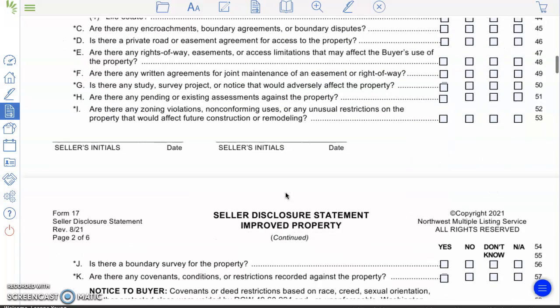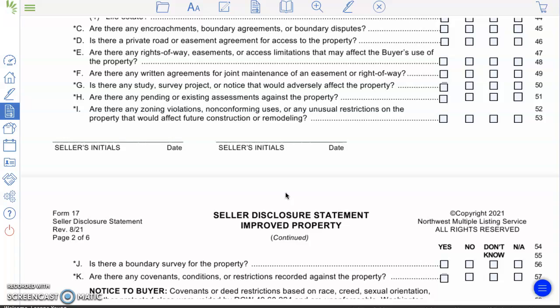Are there any written agreements for joint maintenance of an easement of right-of-way? So sort of just what I was talking about, if there's an easement, or joint maintenance agreement. Any study, survey, project, or notice that would adversely affect the property. So just if there's been any surveys that you're aware of, you want to disclose those.